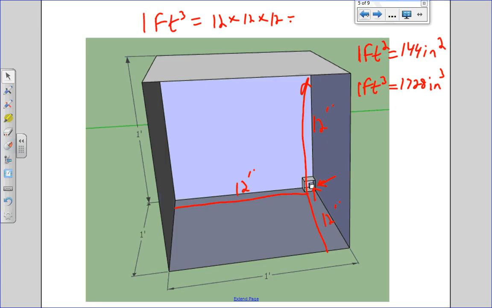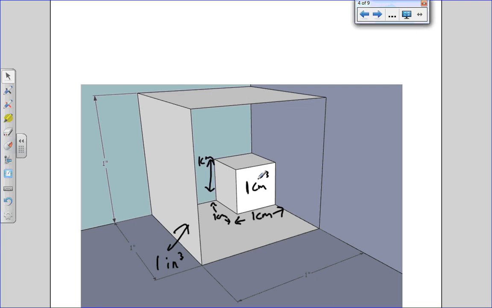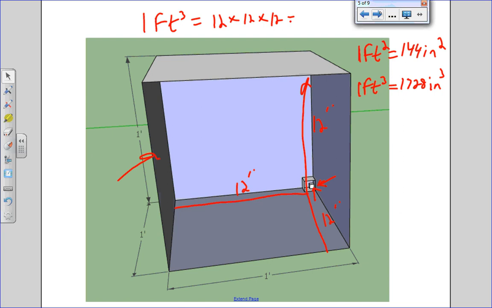So if I go back like this, that's a cubic foot. It takes 27 of those to fill a cubic yard. It takes 1,728 cubic inches to fill 1 cubic foot. And it takes a little more than 16 cubic centimeters to fill in 1 cubic inch. So if I go back a couple right here, here's my cubic centimeter. It's going to take me about 16 of those to fill up this cubic inch. And then it takes 1,728 of those cubic inches to fill up a cubic foot. And it takes 27 of those cubic feet to fill up a cubic yard. Hopefully you kind of get the picture of how that works.